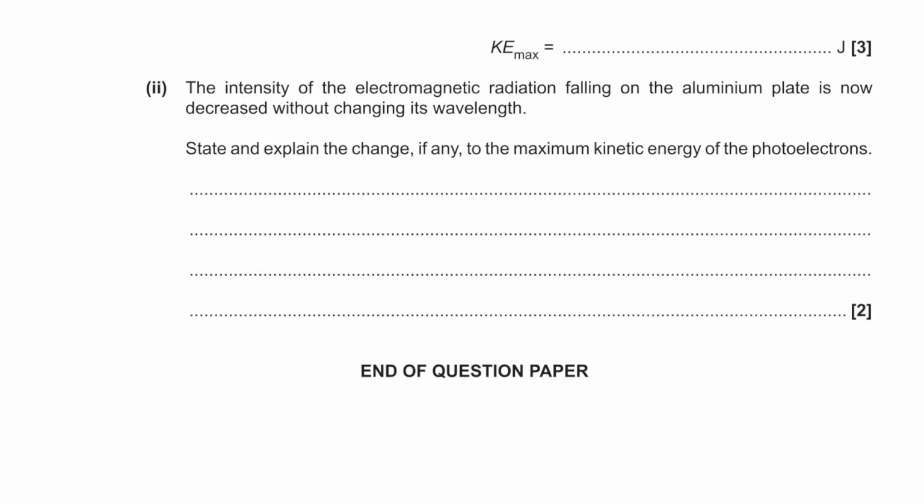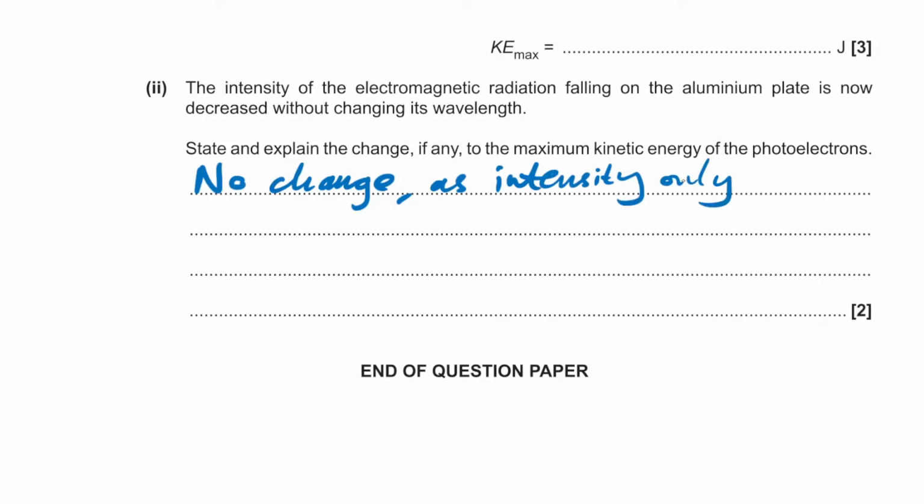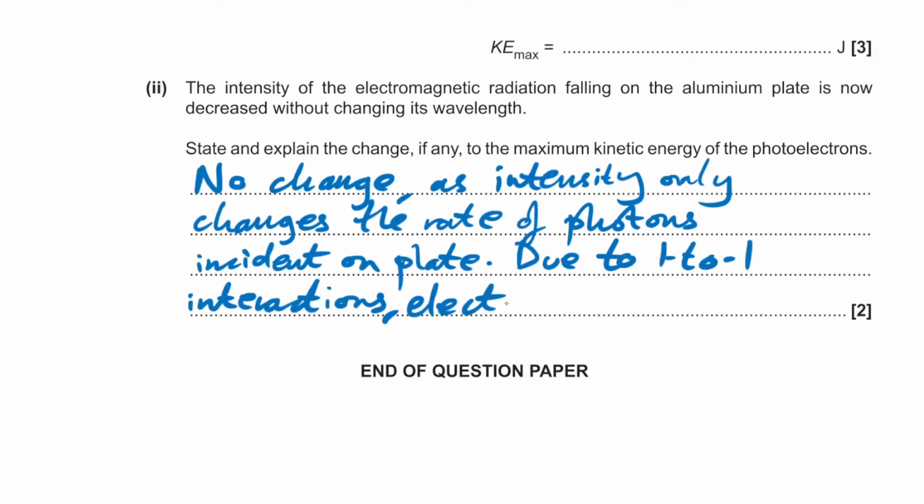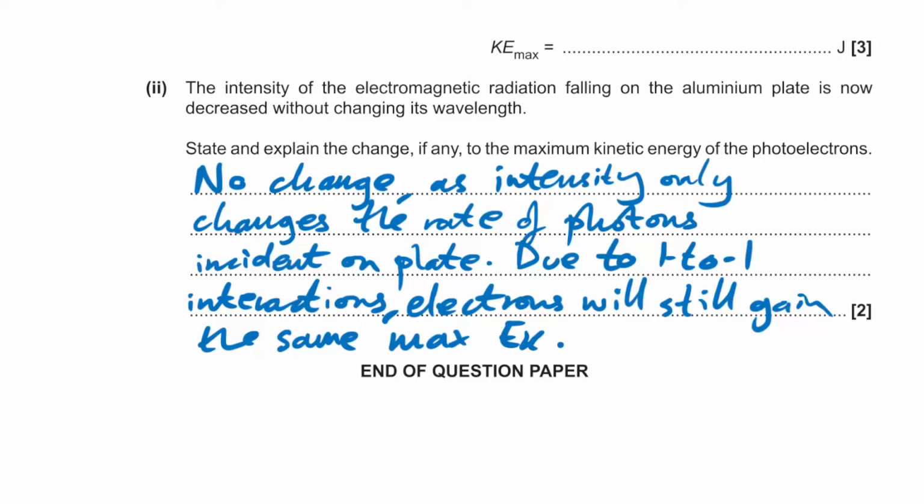Oh, last question already. The intensity of the EM radiation is now decreased without changing the wavelength. State and explain the change, if any, to the maximum kinetic energy of the photoelectrons. No change, as intensity only changes the rate of photons incident on the plate. Due to one-to-one interactions, electrons will still gain the same amount of energy, the same max KE anyway. Easy peasy. There we go.